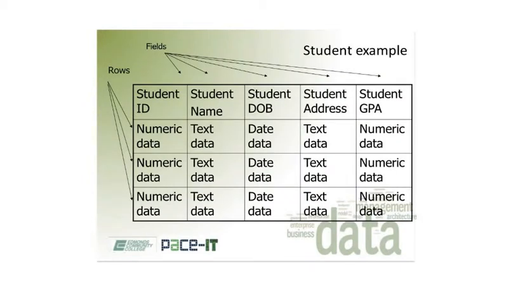Here's an example of a relation about student. So you'll notice that there are 5 columns and there are 3 rows. The first row, of course, is the header, showing you what the field name is. So within student ID, all of the rows for that column will all be numeric data. The student name, again, we're just doing this as an example. We should probably have first name, last name broken out, but just for this example, we would have text data. Student's date of birth, we would have date data. The student address would again be textual data. And the GPA would be numeric data.